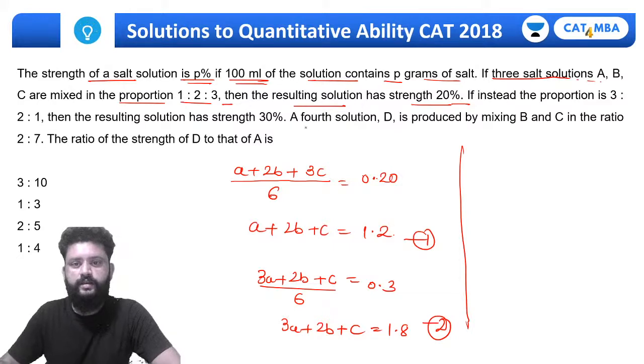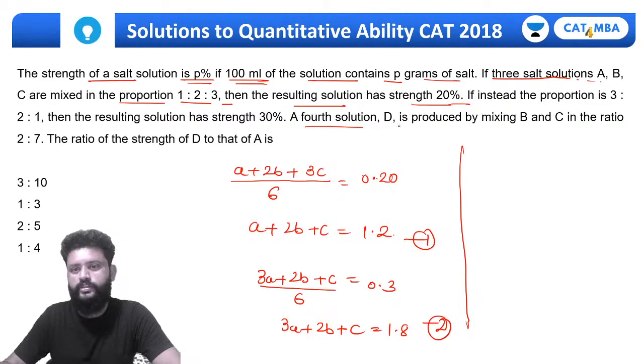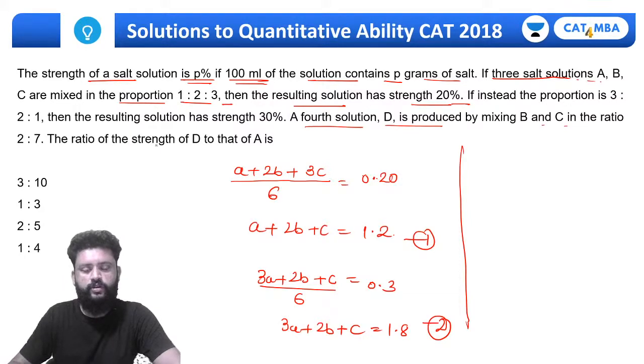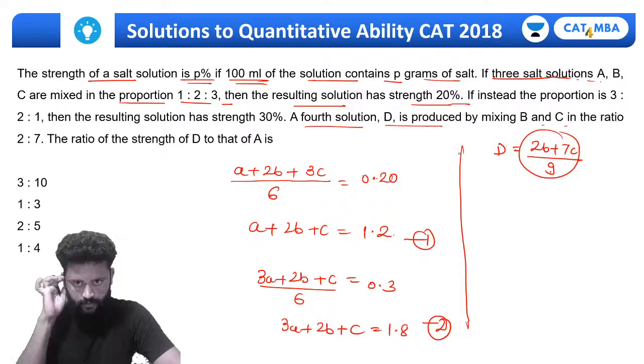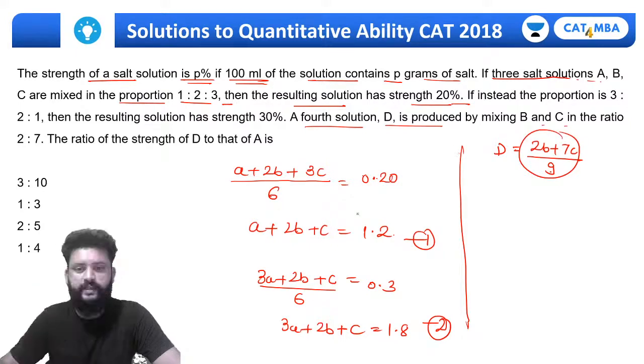And the next thing is a fourth solution D has produced by mixing B and C in the ratio of 2:7, and we need the strength of D to that of A. So strength of D will be (2B plus 7C) divided by 2 plus 7, that is 9. And we need to find how this compares with A.